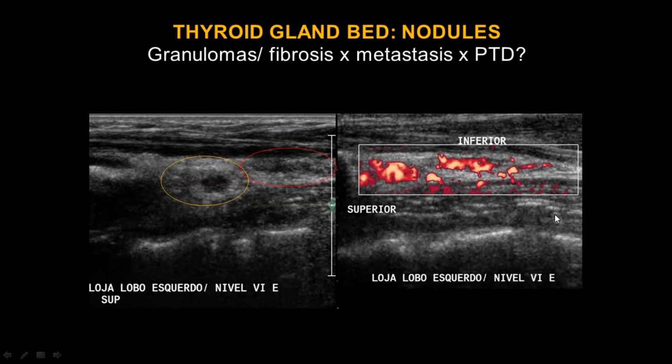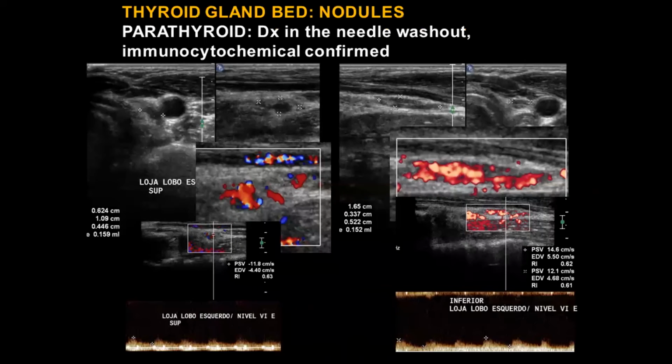And we can see and dose parathormone or thyroglobulin or everything, or calcitonin as well. In this case, we have the same flow, the arterial flow, and the diagnosis was made by the needle washout, and the immunocytochemistry confirmed the nature was parathyroid and not metastasis of thyroid cancer in the thyroid gland bed.